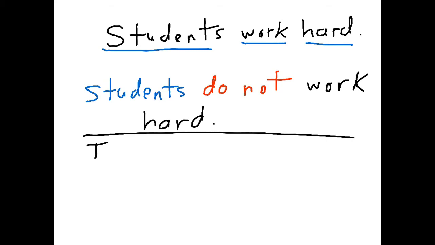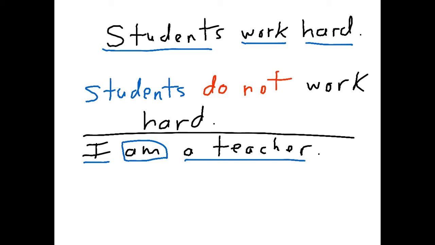So I'll give you a quick example. I am a teacher. So subject, verb to be, and the complement. With the verb to be, we don't need an auxiliary. All we need now is of course the subject. We repeat the verb and we simply add not to it. So I am not a teacher.